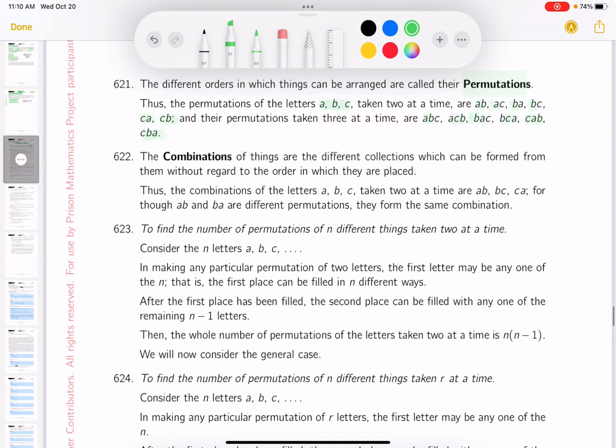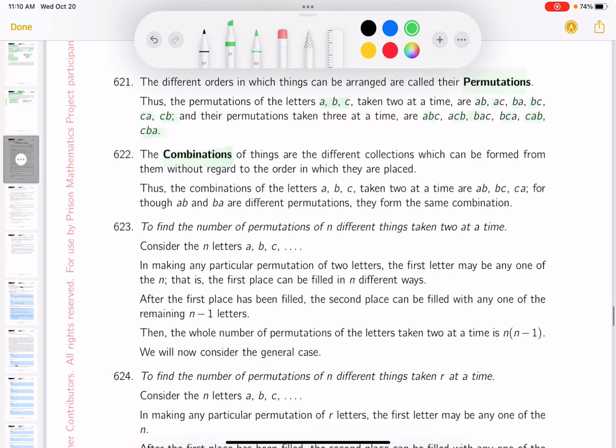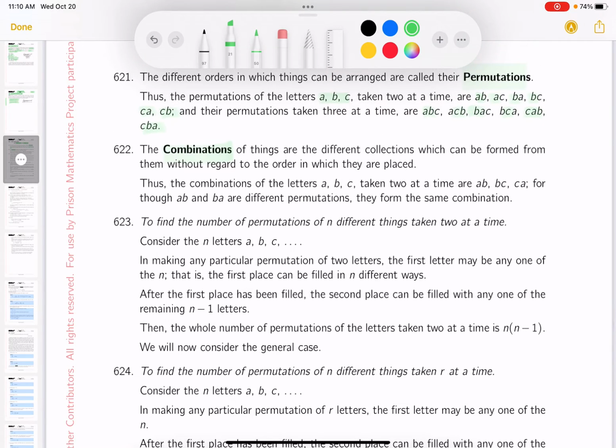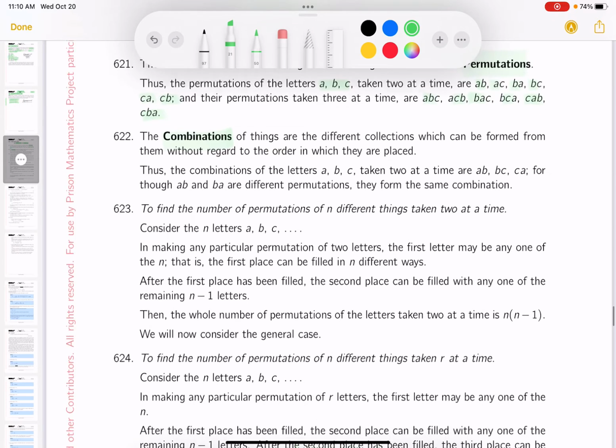Combinations are a little bit different, and you want to get used to that. I want to point out that in combinations, the order AB and BA are the same thing. But that's not true for permutations. That's often confusing to a lot of people.